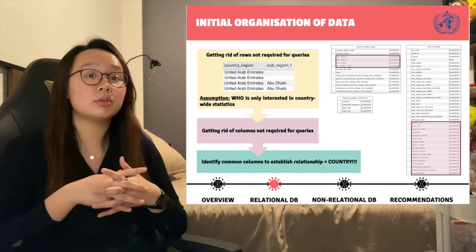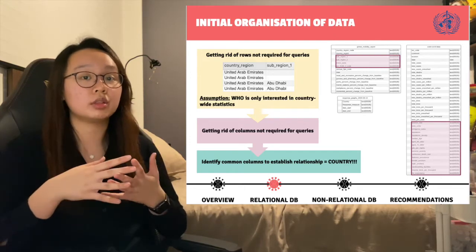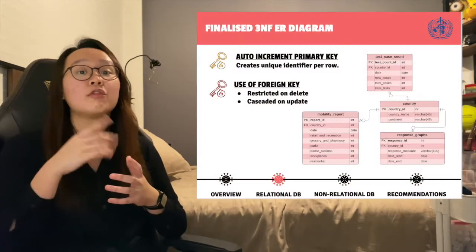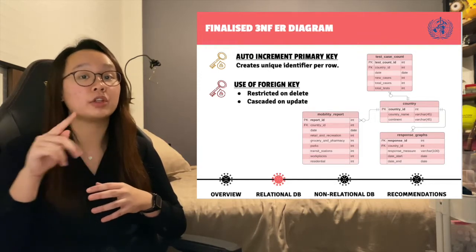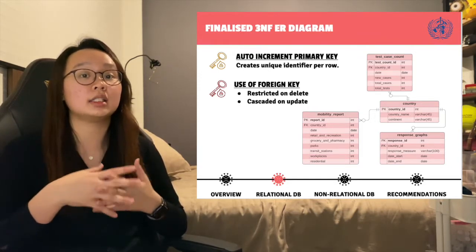Last but not least, we also had to identify a common column to establish a relationship, and that was country. This leads to our ER diagram made up of 4 tables, with the country table linking all 4 tables together. We used an auto increment primary key, which created a unique identifier per row.